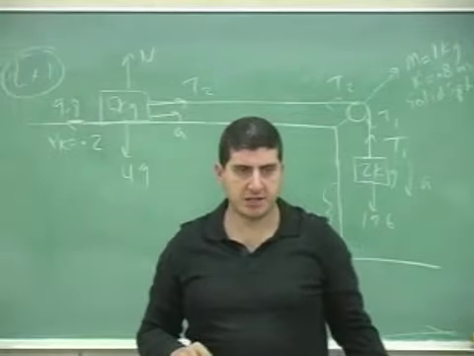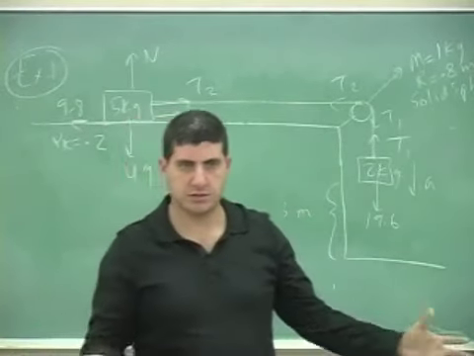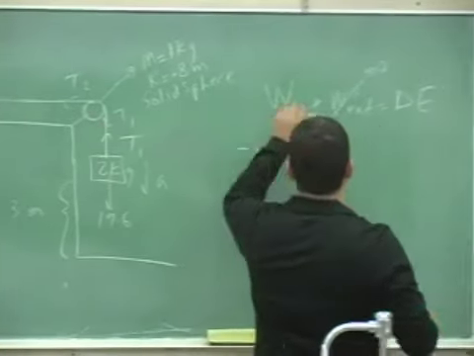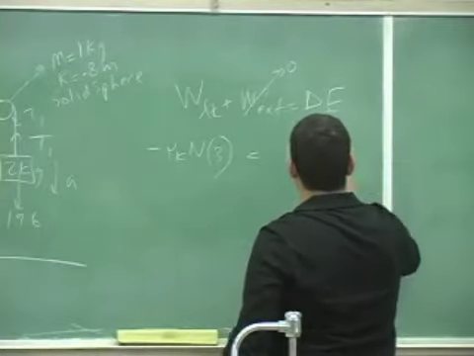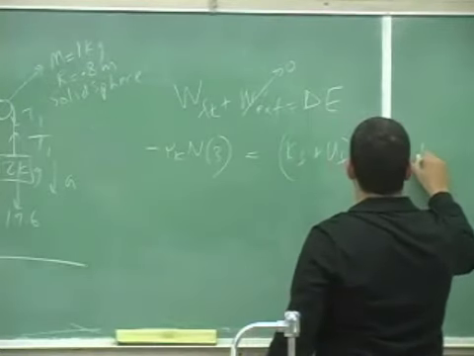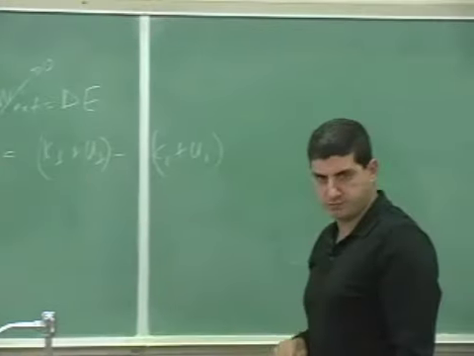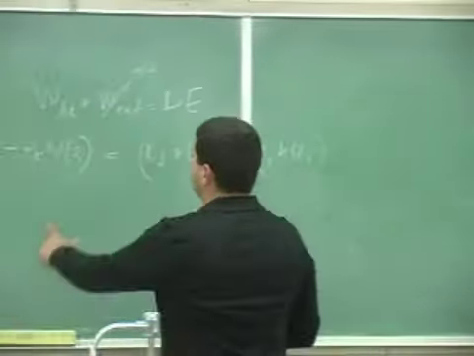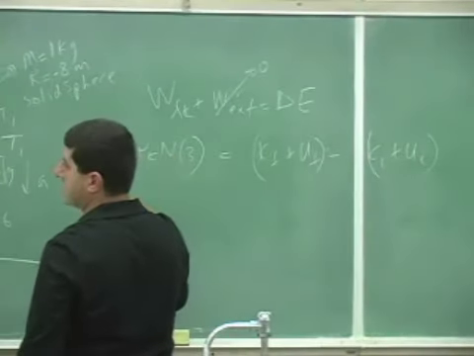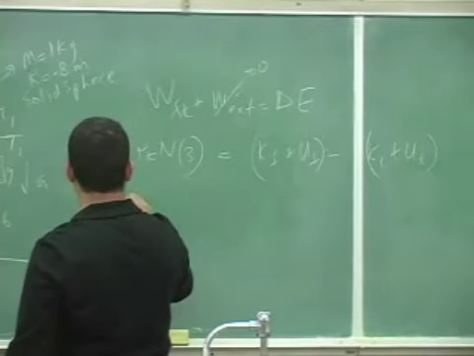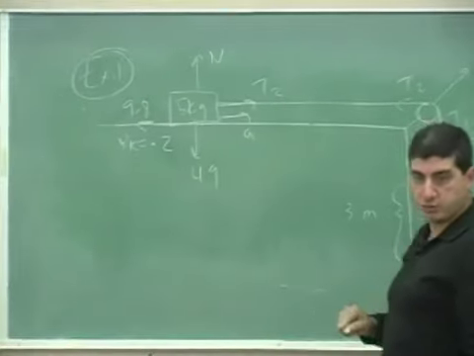Negative mu k N d, right? And the normal force in this case is constant, so you don't need to integrate. Negative mu k N d, so that's the work done by friction. And then this is kinetic final plus potential final minus kinetic initial plus potential initial. Total energy final minus total energy initial. Okay? Now here you put whatever you need to. Negative mu k is 0.2. The normal force on the 5 kilogram is 49 newtons.